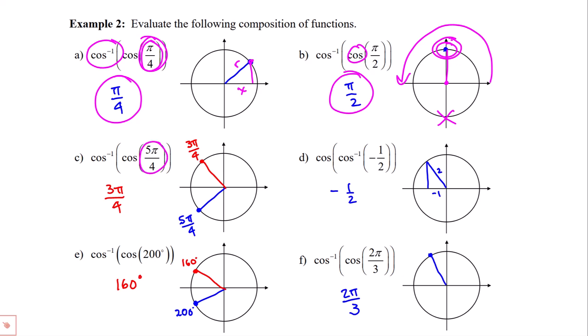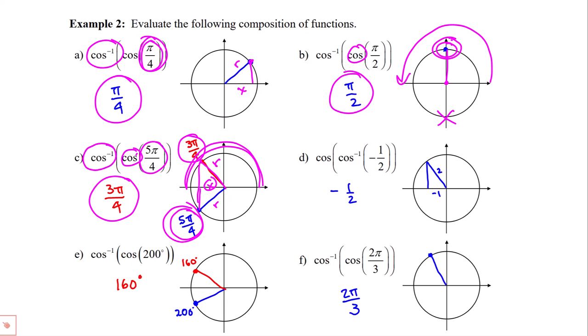5 pi over 4 gives us an angle in the third quadrant. Cosine of that is some x over r. But I can't go to the third quadrant for inverse cosine. It's only the first and second quadrant. If I go to 3 pi over 4, that has the same x and the same r. And so this is the angle I want that gives us that cosine value. The angle with this cosine value.